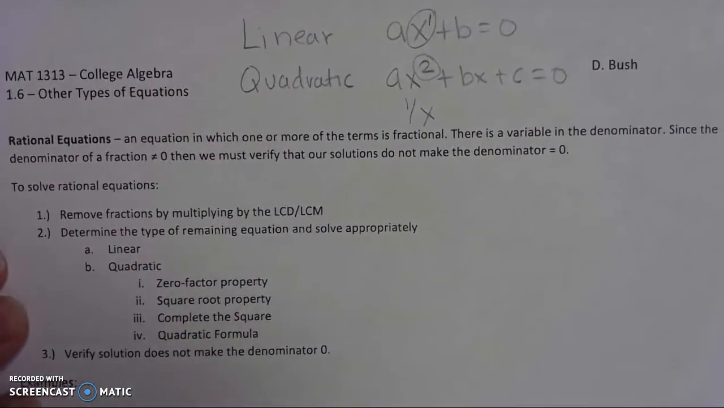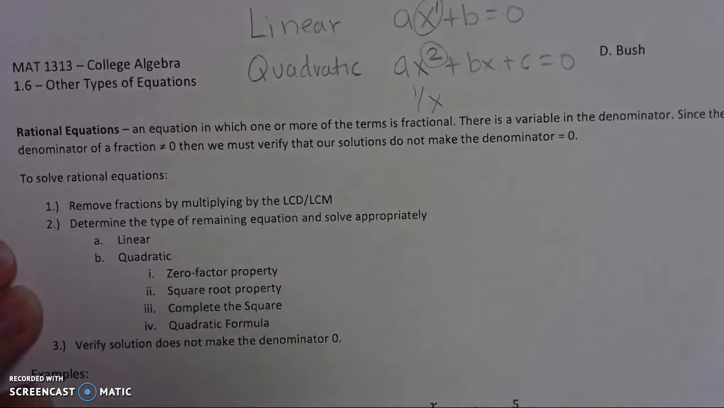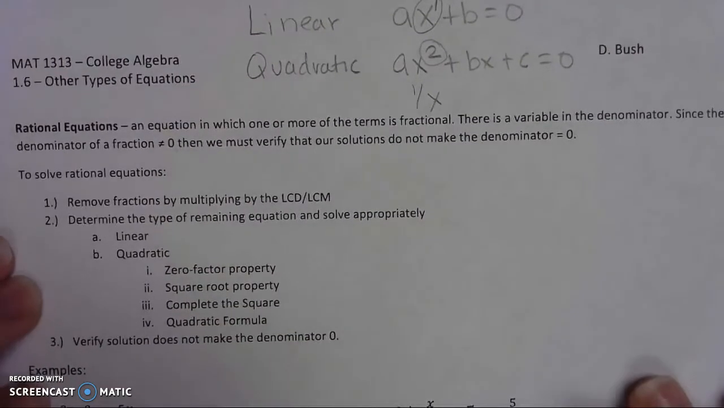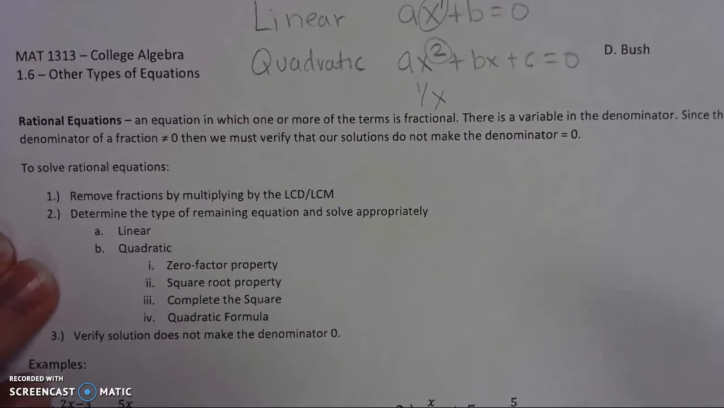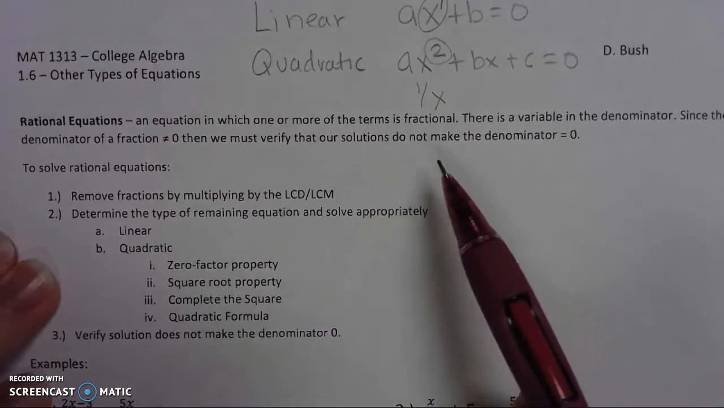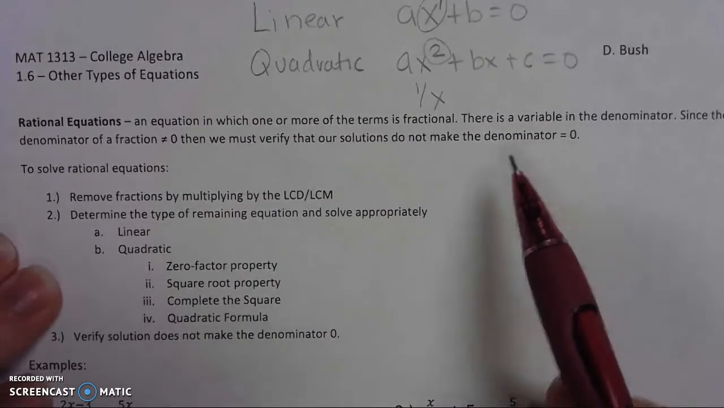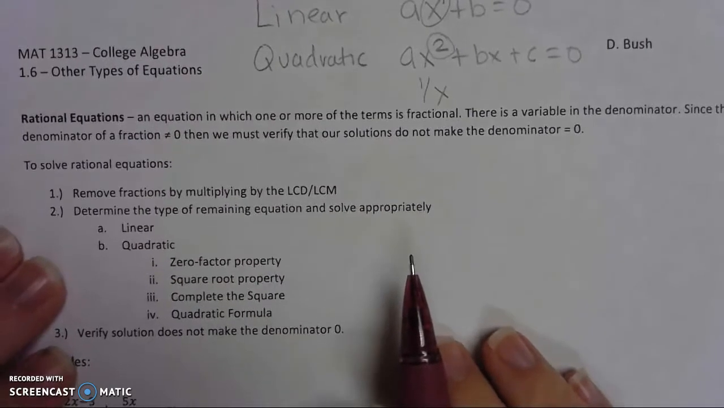Since the denominator of a fraction can't be 0, once we get our solution to our rational equation, we have to check it in the denominator and make sure that it does not make the denominator equal 0.